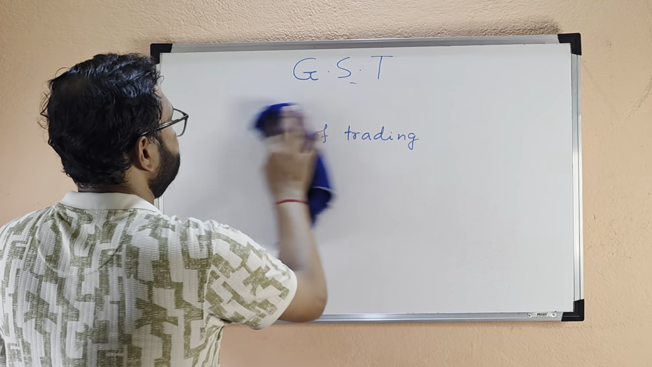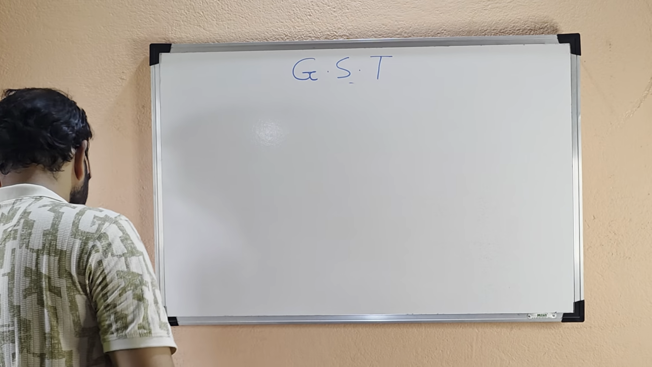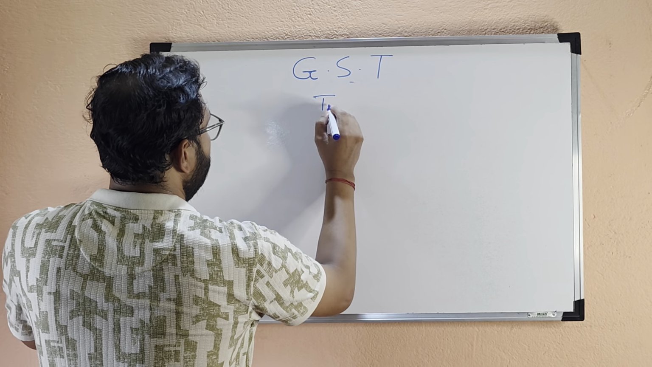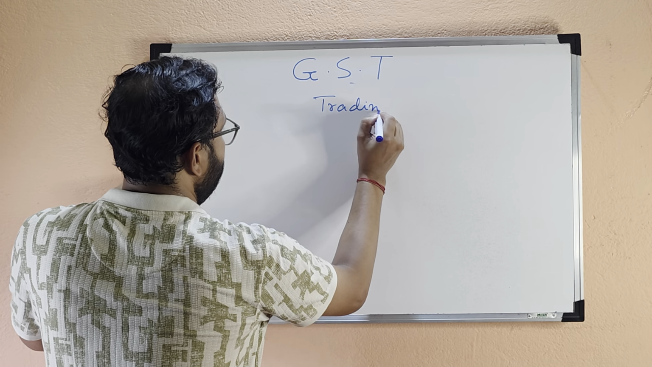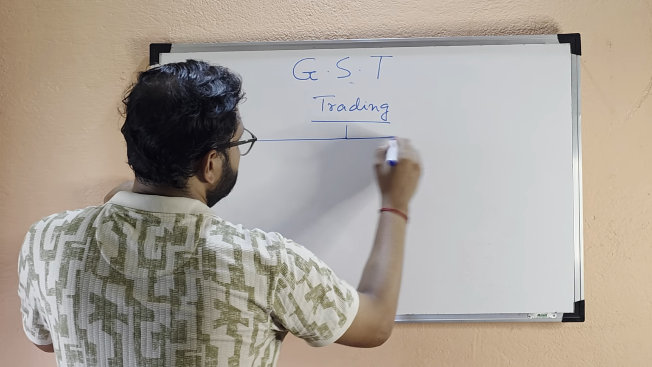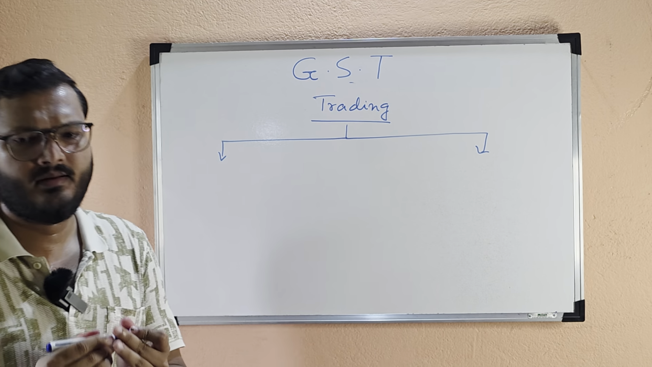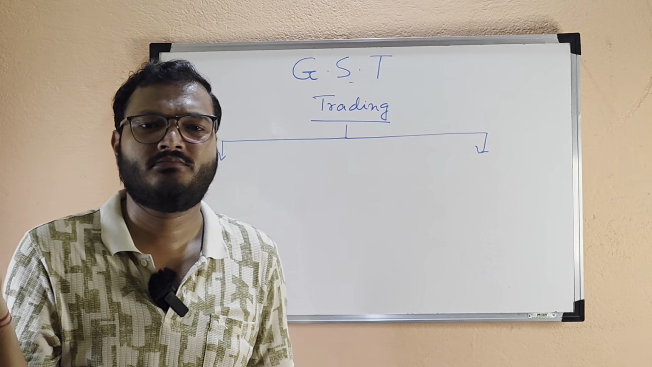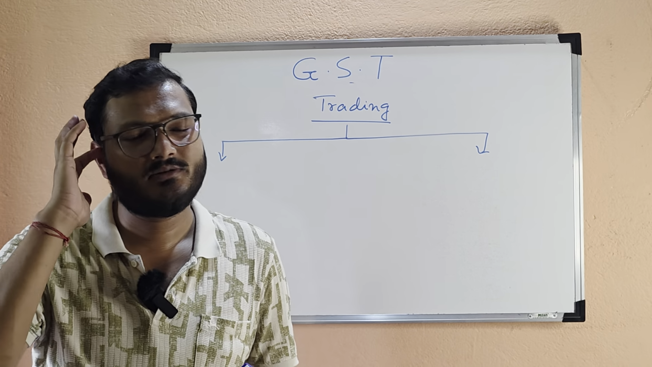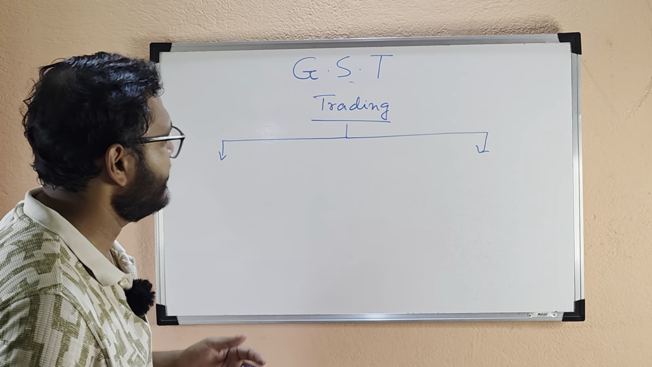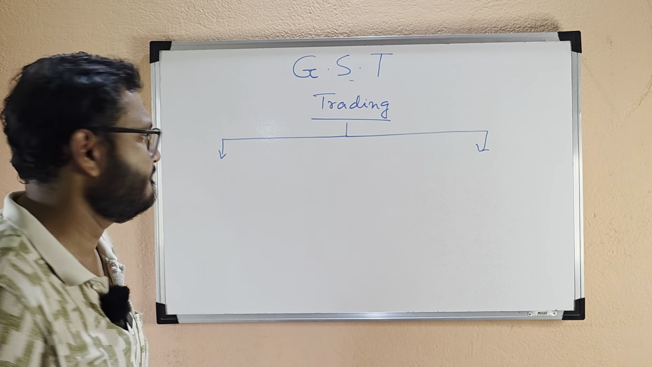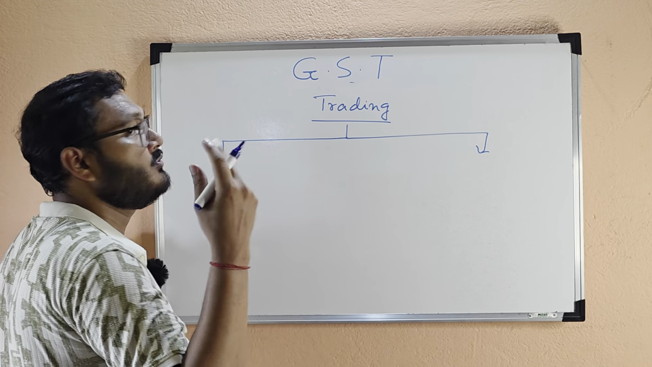Types of trading. We know trading means what? Trading means I purchased this pen from some other shop. So it's a trading. He bought from somewhere. Trading means purchasing something and selling something. That is a trading. We have the idea. So trading is of two kinds.